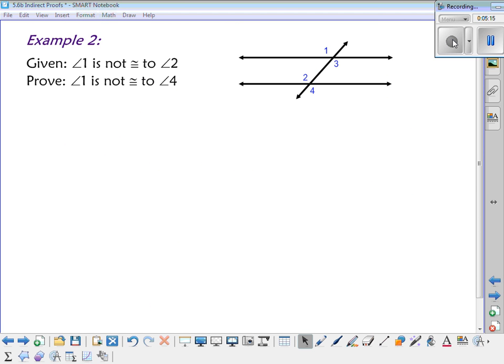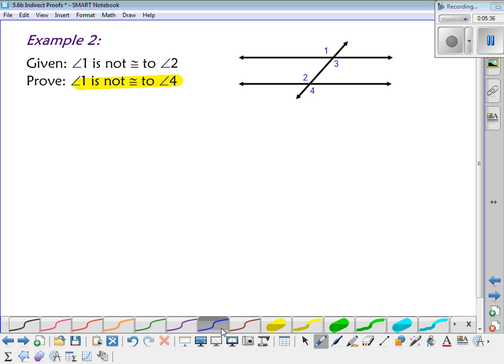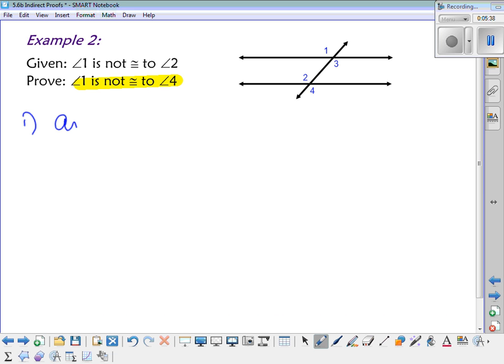Okay, so we'll look now at example 2. We are given that angle 1 is not congruent to angle 2, and we're going to prove that angle 1 is not congruent to angle 4. So again, where we start is at the end, not at the beginning. We're going to assume that our conclusion, or what we're trying to prove, is false. So I start off, I'm going to assume that angle 1 is congruent to angle 4.